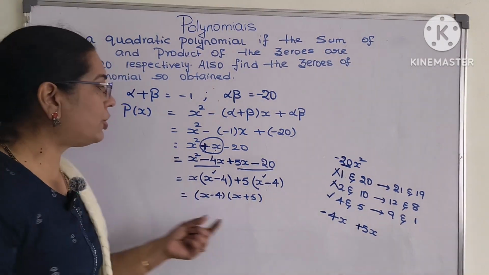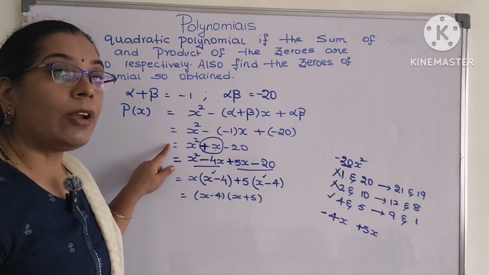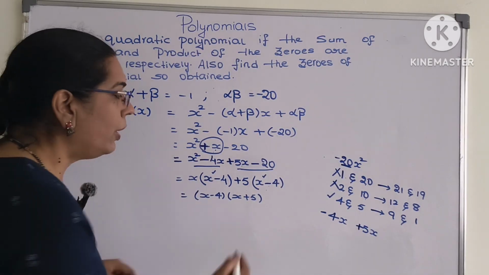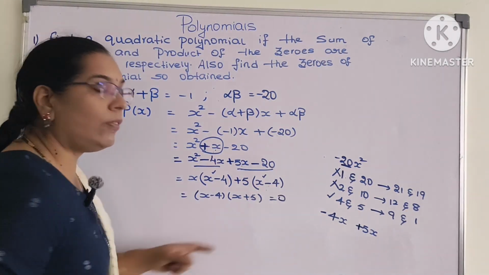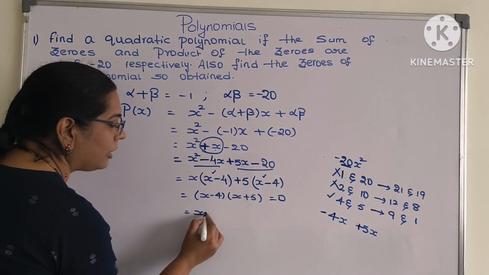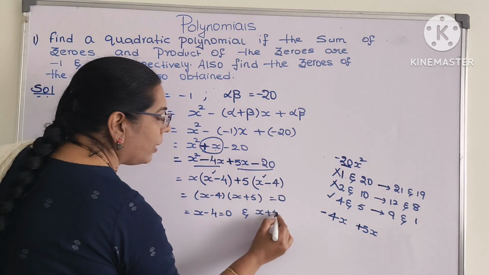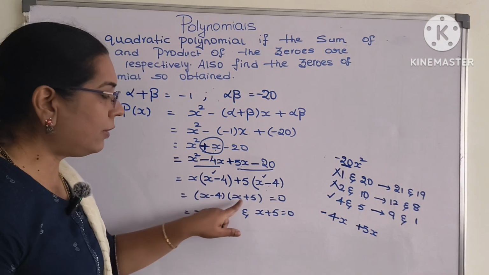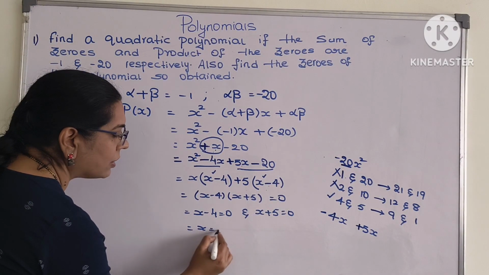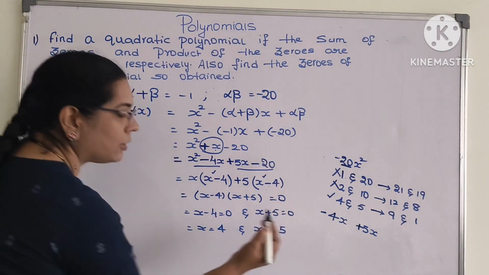This is the factorization of the quadratic polynomial you have framed. Now, what is the question? After getting the factorization, what do we have to do? Equate it to 0. When we equate it to 0, we can find the zeros. This means x minus 4 is equal to 0 and x plus 5 is equal to 0. Once you get the factors, equate them to 0 and get the value of x. So x is equal to 4 and x is equal to minus 5.